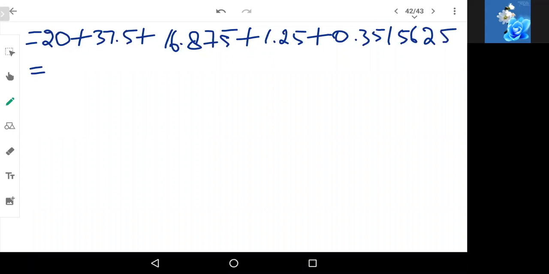Now add everything. 20 plus 37.5 plus 16.875 plus 1.25 plus 0.3515625 will give you 75.9765. So I'll make it 75.98. Okay, you get yx as 75.98. So this is the calculation part. Now, any doubts in the calculation part firstly? Is the calculation clear? Any doubts in this?